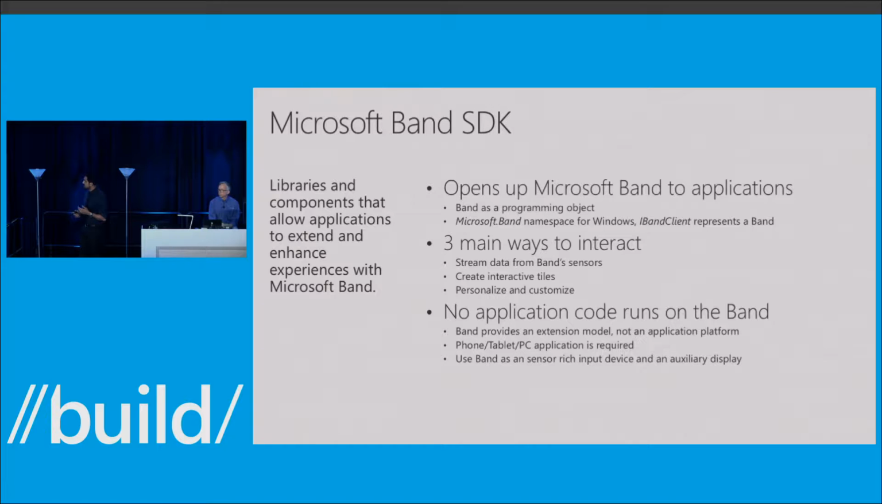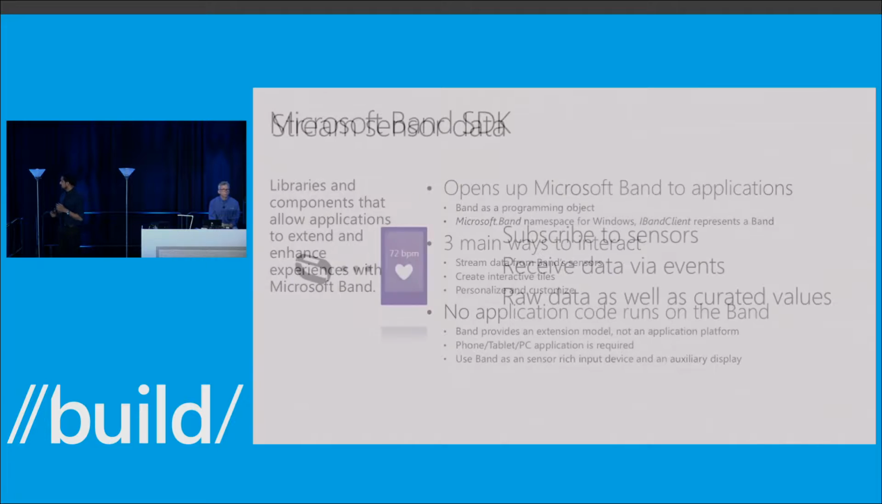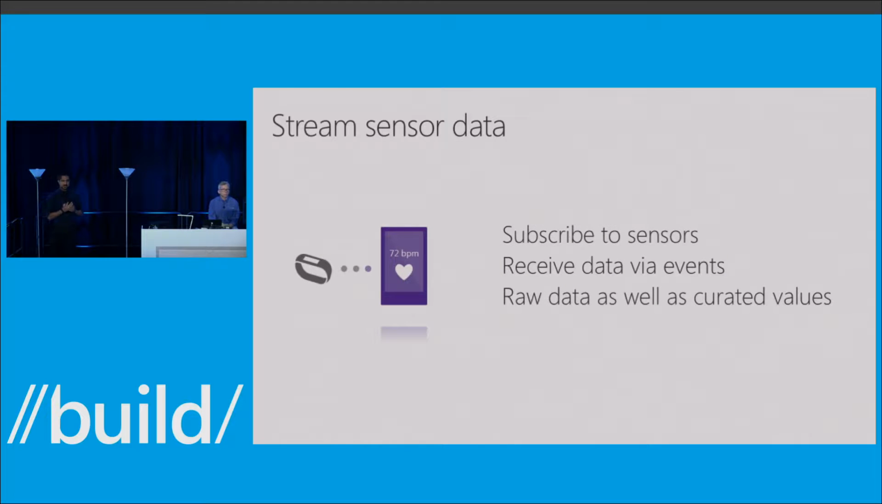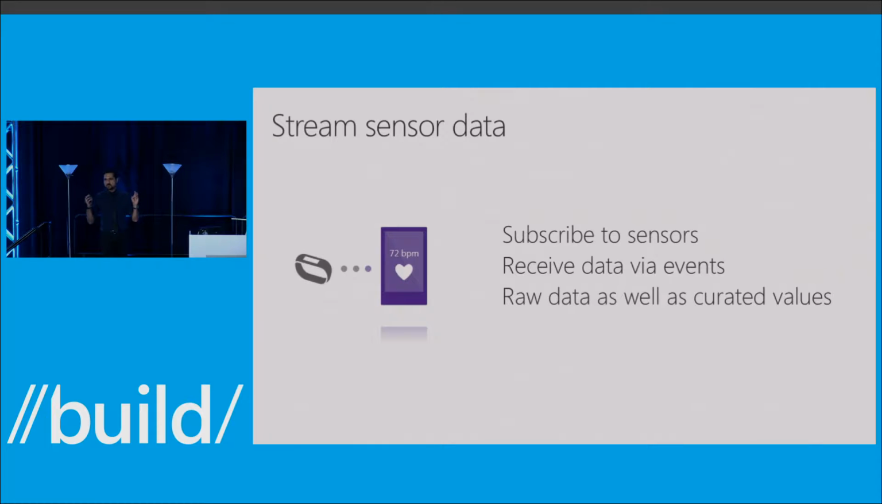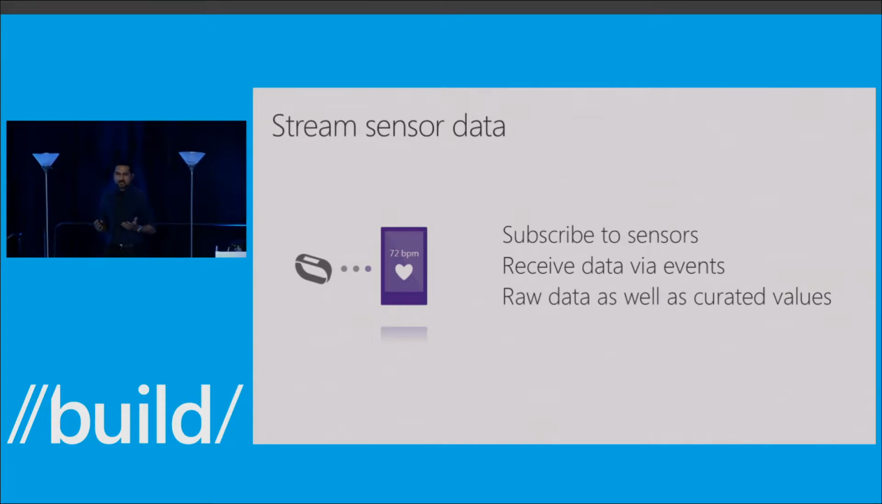So let's talk about the first thing. Once you have a band client, what are the first things that you can do? Let's start off with sensors. The Microsoft Band, as we talked about, has 10 sensors in a small form factor. The SDK exposes access to those sensors in code. So using the Microsoft Band client, you can actually subscribe to these sensor streams, as we call them. Once you subscribe to a sensor stream, the SDK will then invoke callbacks back into your code whenever there's new data available in those streams.